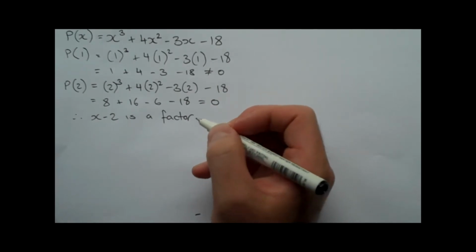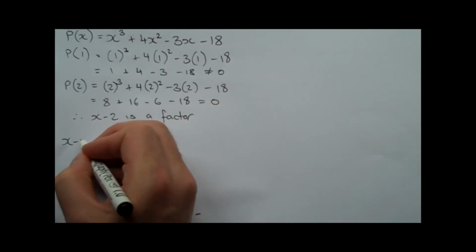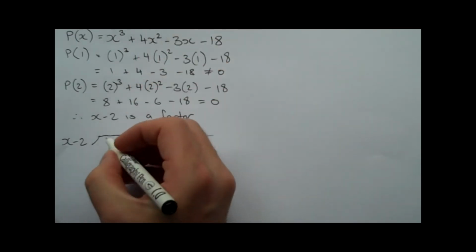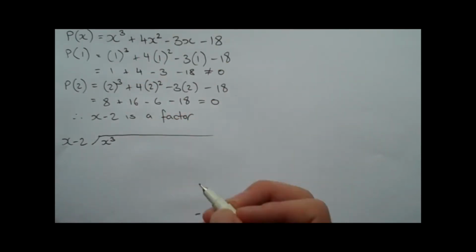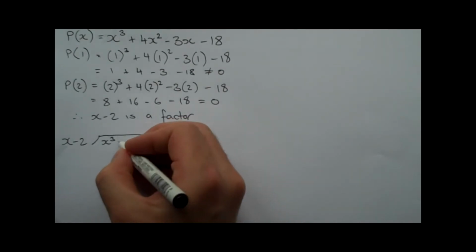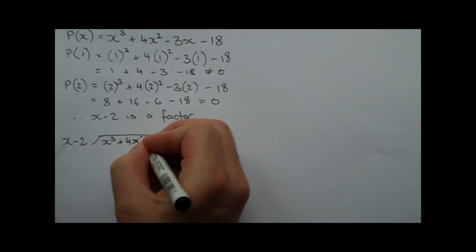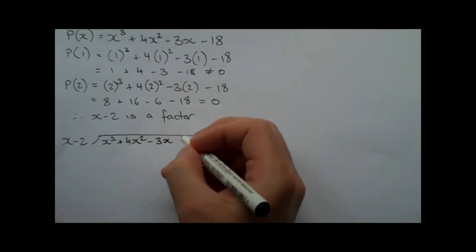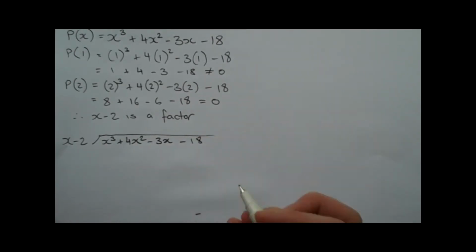So we set up our long division now. We have our factor on the outside, have our division sign, and put our polynomial underneath. And when we're writing our polynomial, we make sure it's always in descending powers of x. And if a power of x is actually missing, we still have to include it, but just with a coefficient of 0. So we've set up our long division. We go through the process now.